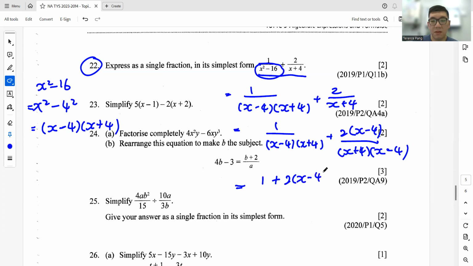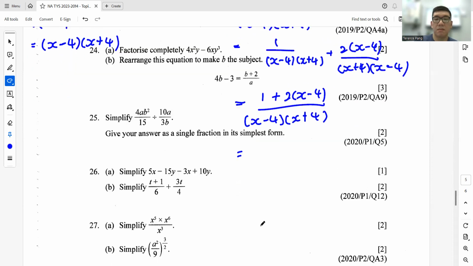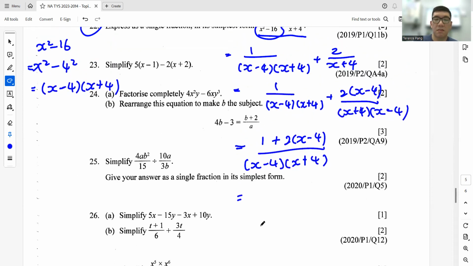You can combine the two fractions. So is it 1 plus 2 first, or the 2x minus 4 first? The top is actually 2x minus 4 first, because it's supposed to multiply. You are supposed to expand after that. Expand later.